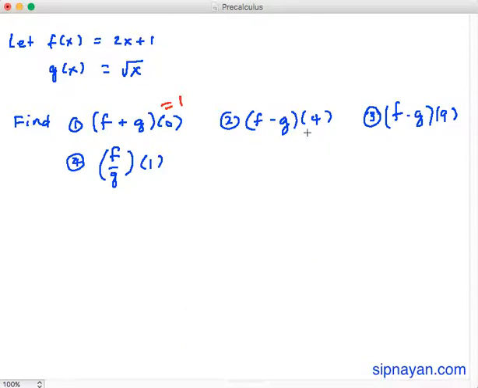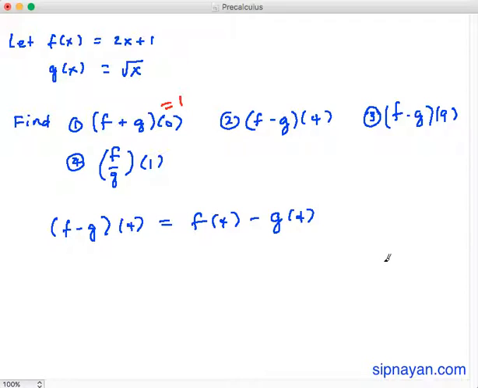Para hindi kayo malito, isa-isahin natin dito, sa pangalawa. Yung medyo diniretso ko yun eh. So, same formula, (f - g)(4) is the same as f of 4 minus g of 4. Kung medyo nakakalito pa sa inyo, unahin muna natin yung f of 4.